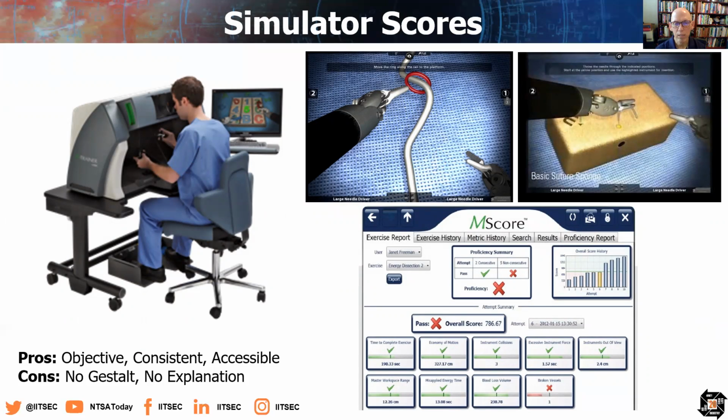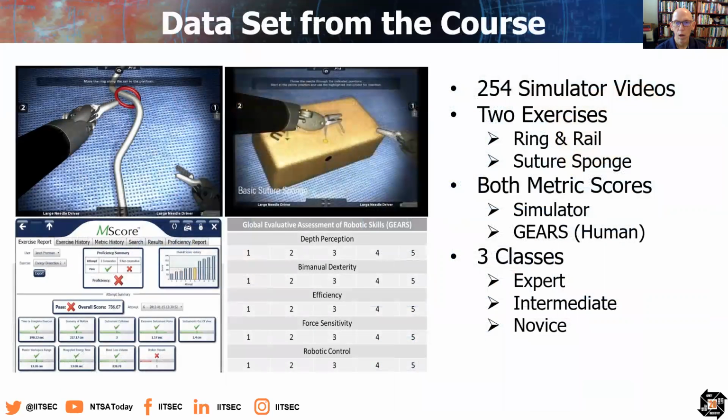So for our experiments, we collected videos from 2 different exercises from the simulator. The ring and rail that you see on the top there, and the suture sponging exercise over a period of a year. In that period, we were able to collect 254 videos of those two exercises. And as part of a previous experiment, we had both the simulator score of each of those exercises, and we had a human watch them and score them to give us a comparative score using the GEARS metric.